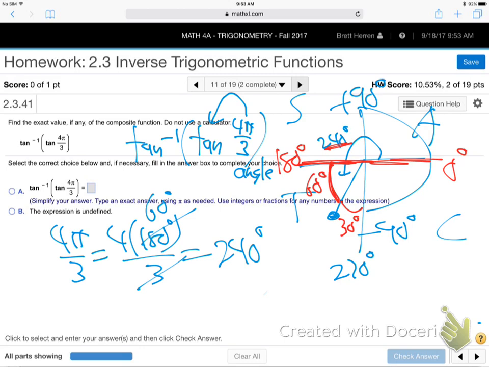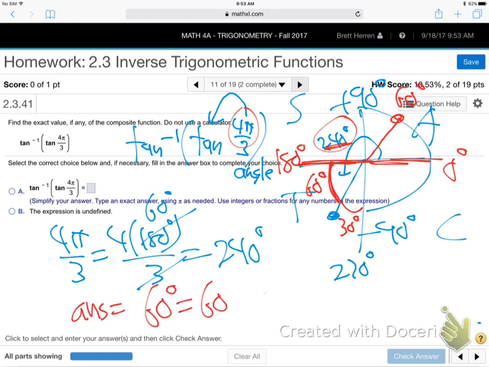You with me? So that means you bring it back over here, and you say it's the same as 60 degrees in the first quadrant. So the answer to this question is going to be 60 degrees. Got to change it to radians, but 60 degrees, not the 240 or the 4π/3. Convert that to radians.